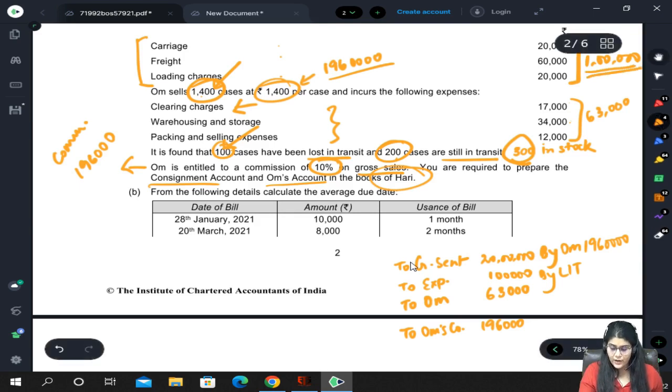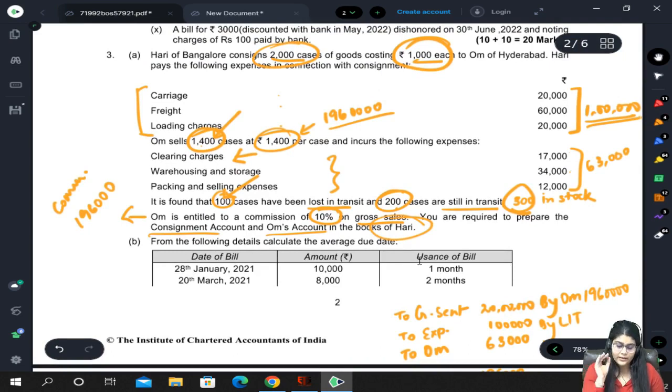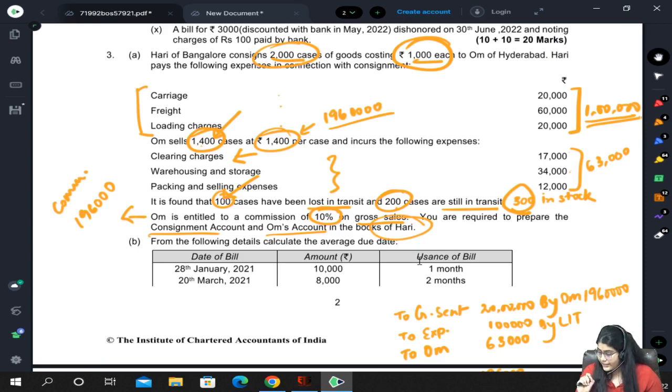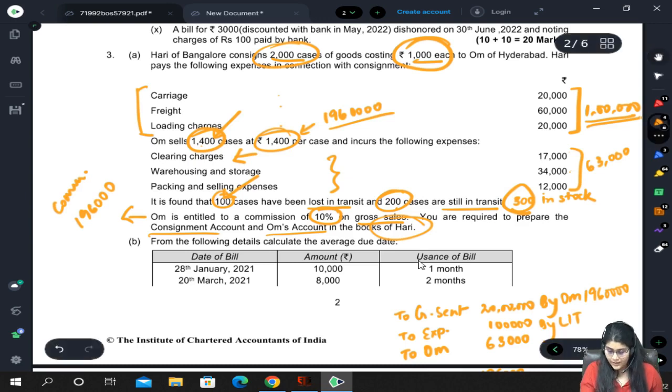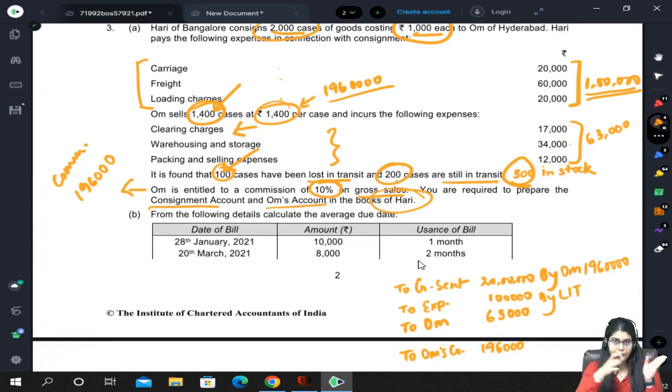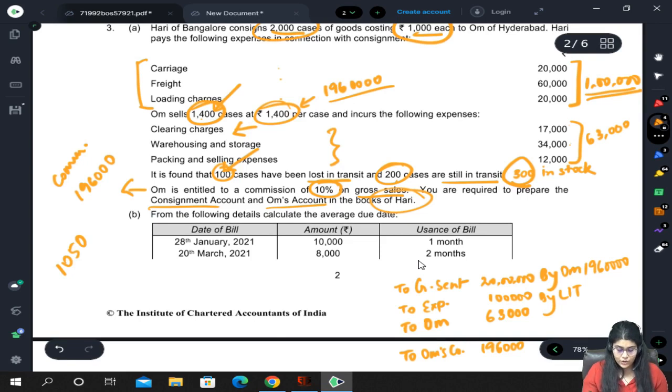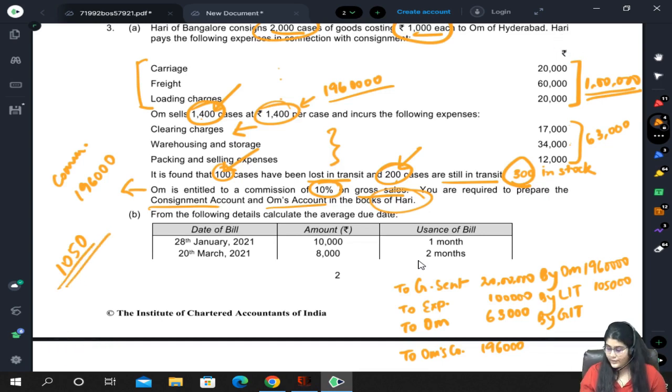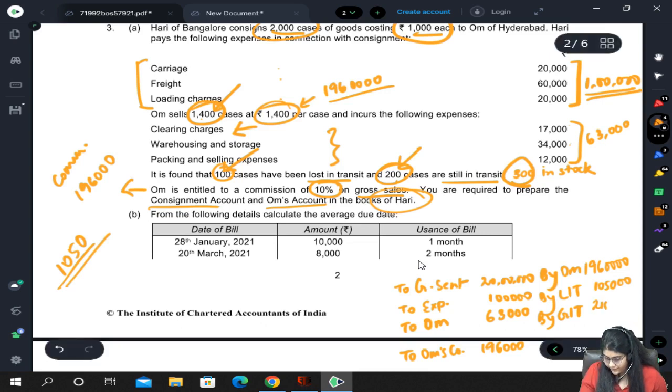So we know 1 lakh rupees was incurred for 2000 cases. So for each case we incurred 50 rupees. Which means that the cost after they have been sent is basically 1050. So 100 goods that have been lost in transit, we will charge at 1050. Similarly, the 200 goods still in transit will also be charged at the same amount. So this will come to 200 into 1050, giving us 210,000.